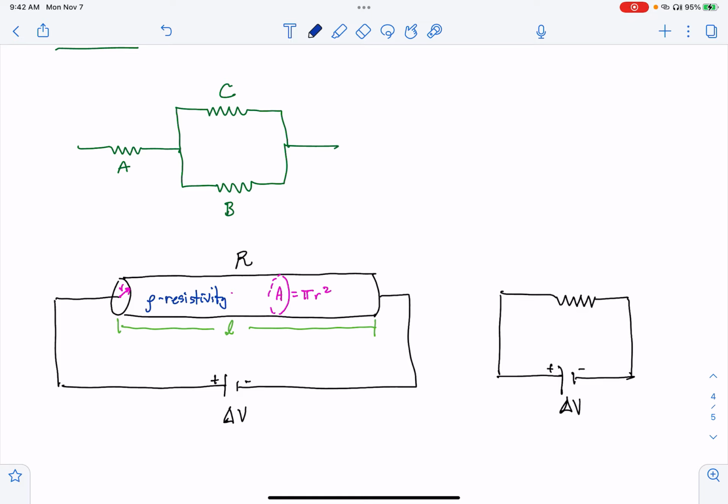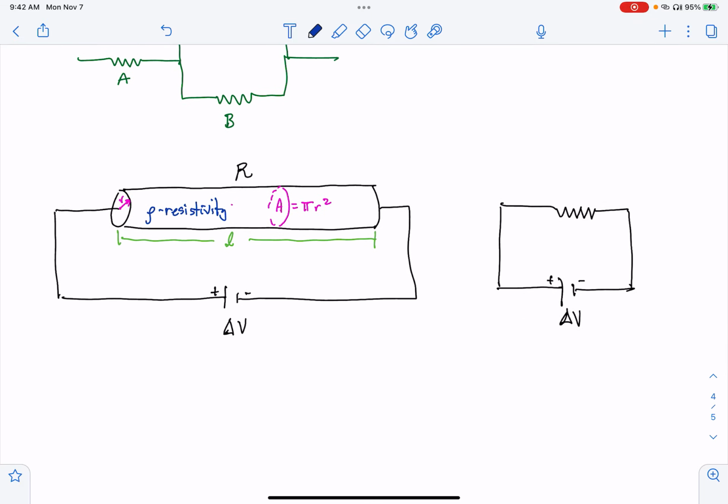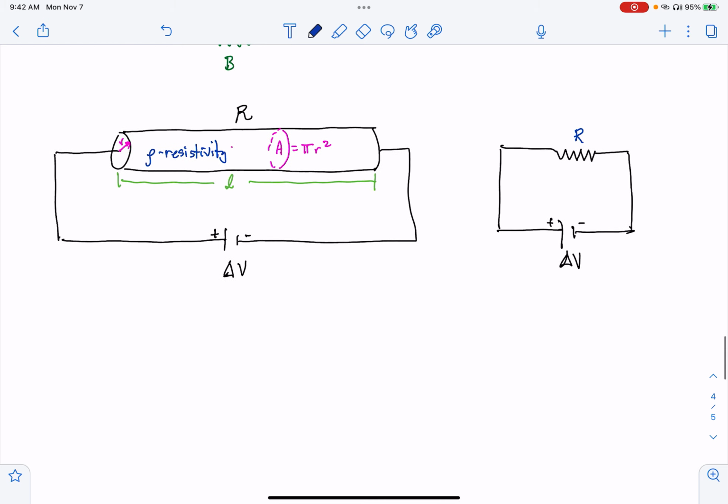Okay, so you need to know the material that you have, and you need to know the length as well as the cross-sectional area. And with that, you can find the resistance based on static parameters. This is just the area. So we can calculate the resistance here.